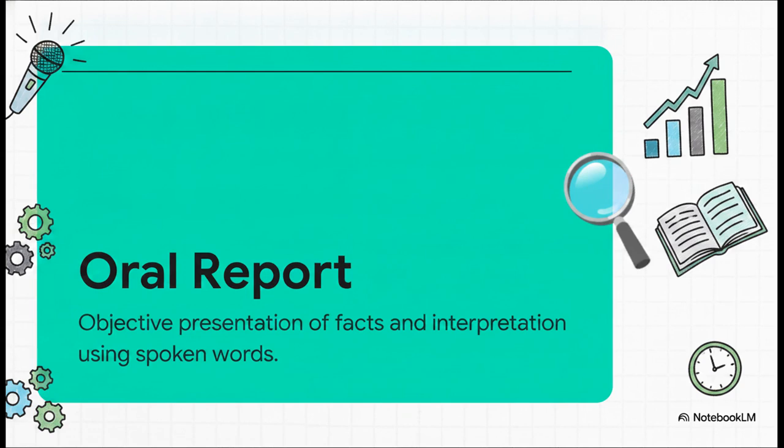An oral report is essentially an objective presentation of your facts using spoken words, and this can be anything from a quick 5-minute team update to an elaborate hour-long client pitch. In this dynamic, you're expected to hold the floor without interruption, and in return, your audience has a very specific expectation. They want useful, timely information delivered in a perfectly orderly way.